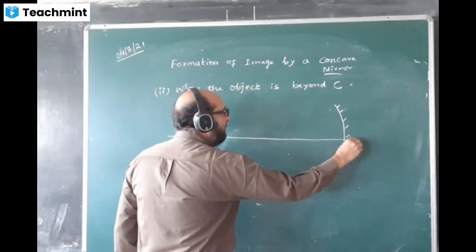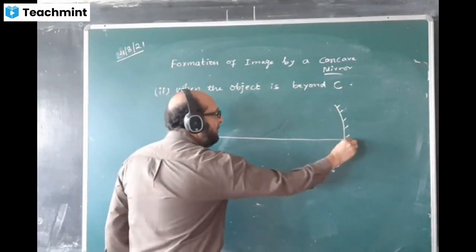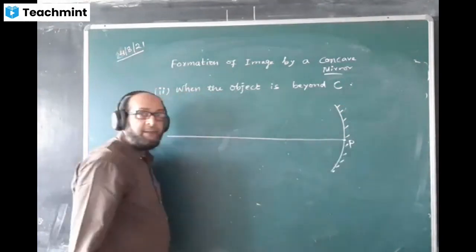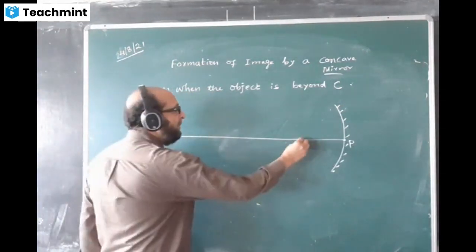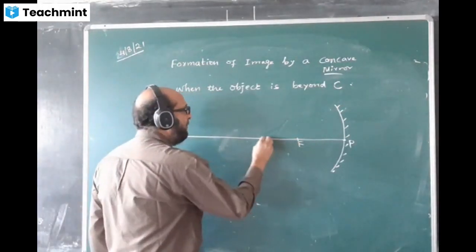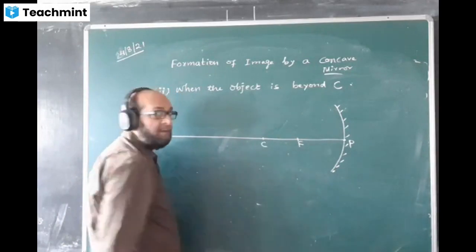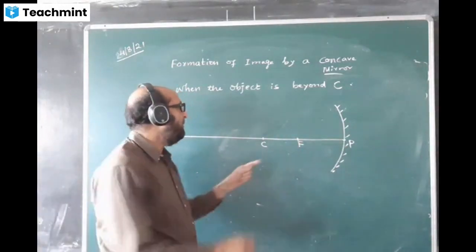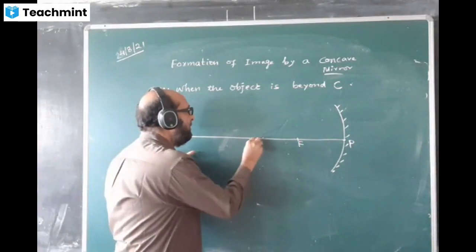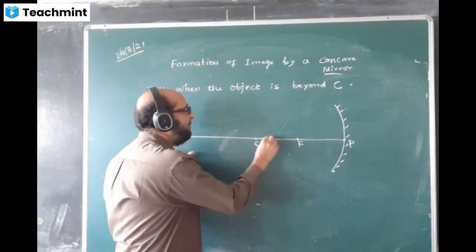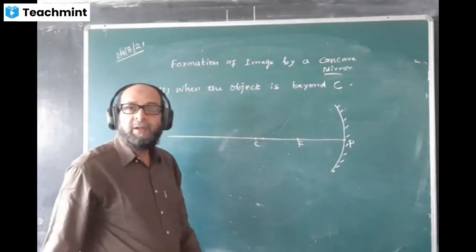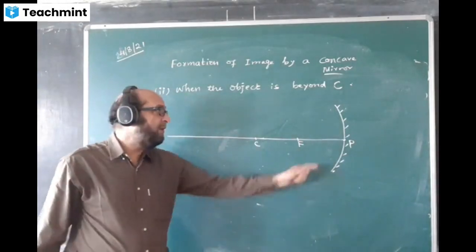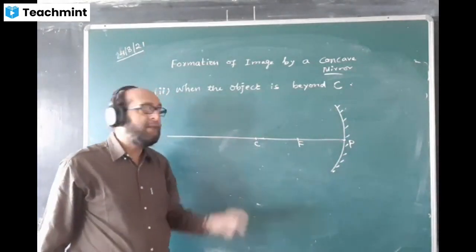And here I will mark P. This point I mark as P. 2 centimeter I will mark F. Further 2 centimeter I will mark C. From here to here 2 centimeter and another 2 centimeter, using a ruler, measure it and mark exactly. This distance must be the same.